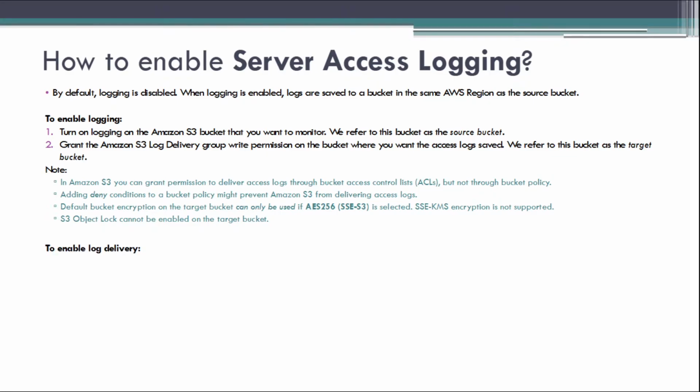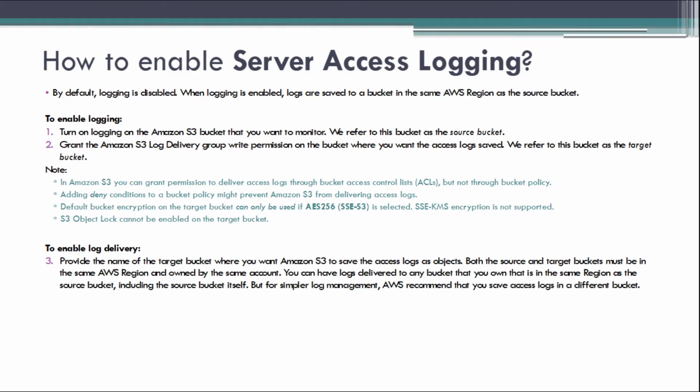To enable log delivery, provide the name of the target bucket where you want Amazon S3 to save the access logs as objects. Both the source and target bucket must be in the same AWS region and owned by the same account. You can have logs delivered to any bucket that you own that is in the same region as the source bucket, including the source bucket itself. But for simpler log management, AWS recommends that you save access logs in a different bucket.